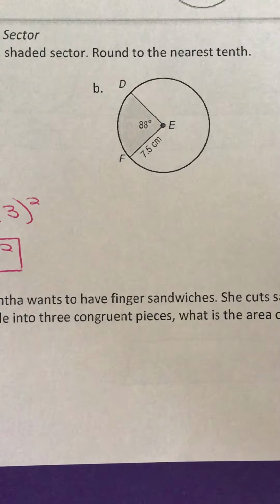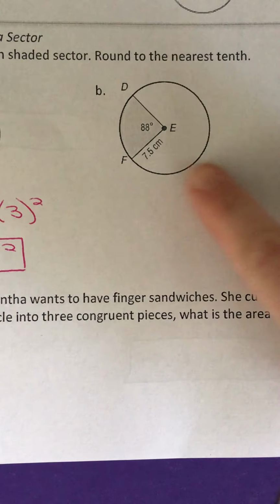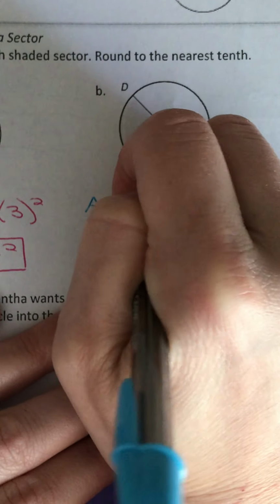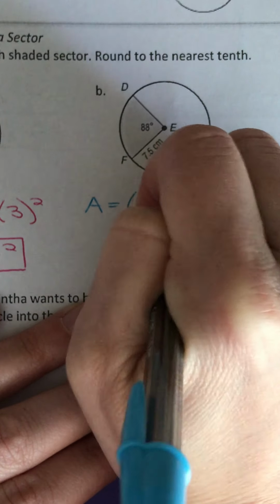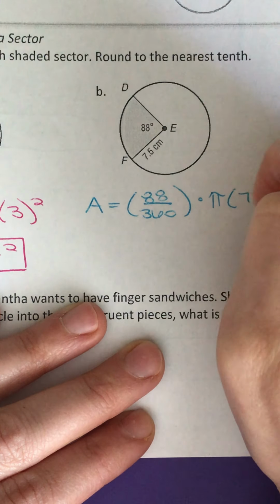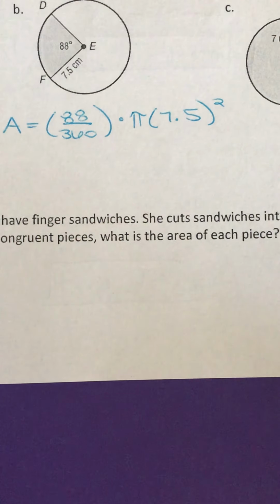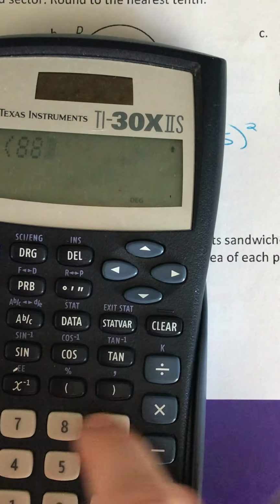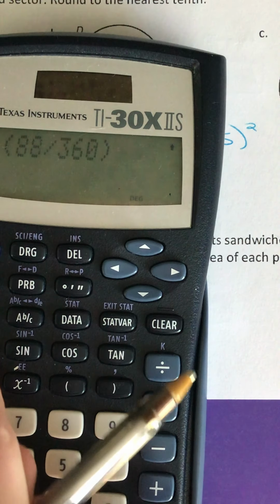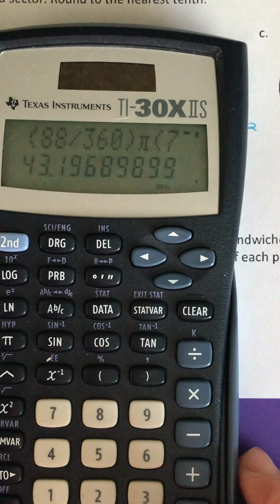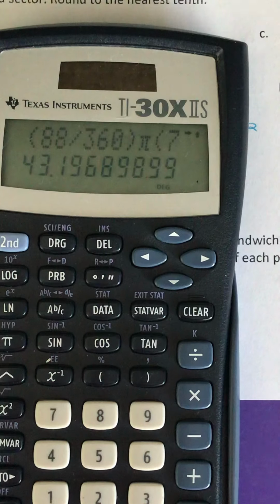Let's try another one. My degree measure is 88. My radius is 7.5. So I'm going to do 88 divided by 360 times pi times my radius, 7.5 squared. Again, in my calculator, 88 divided by 360 times pi, my radius is 7.5 squared. I get about 43.2.